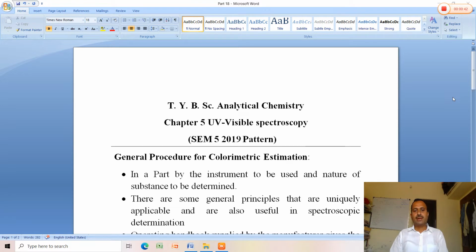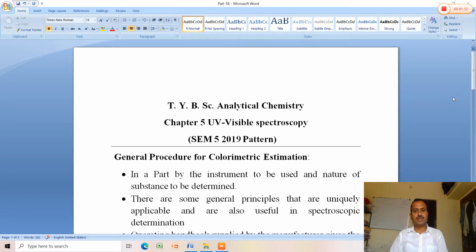Here we will learn the general procedure for colorimetric estimation. So what are the general procedures involved in colorimetric estimation? What care should be taken when colorimetric estimations are to be handled? It depends in part on the instrument to be used and the nature of the substance to be determined. Which type of instrument is used in colorimetry and which type of substance is to be determined govern the colorimetric estimation.